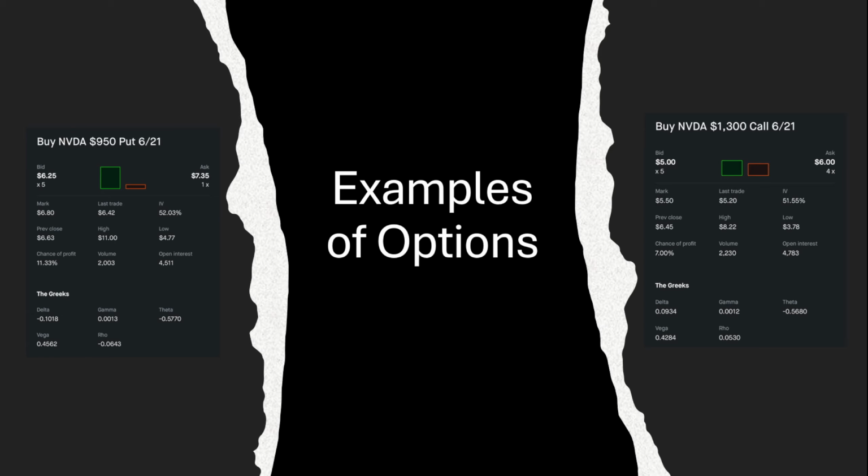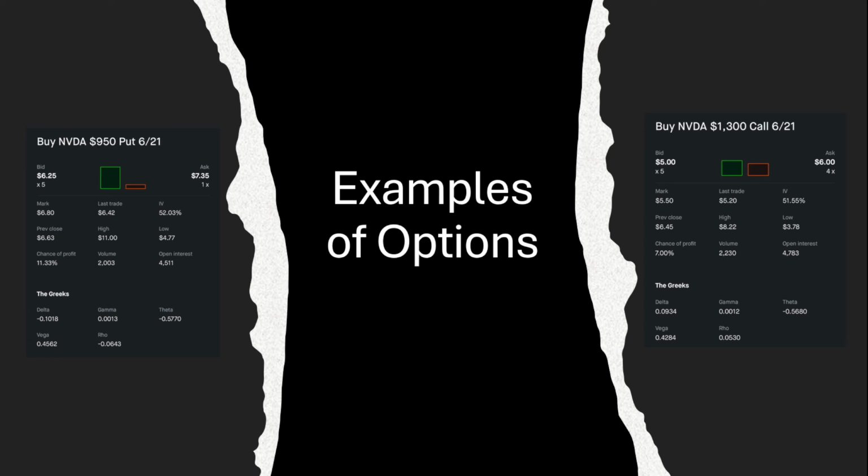It's like I said, a little more advanced, but gamma is essentially, for every dollar Nvidia goes up, how much your delta is going to increase by. So the gamma is 0.0012. For every dollar Nvidia goes up, your delta is going to increase by 0.0012. So that's why I would say those are the three big ones to watch.